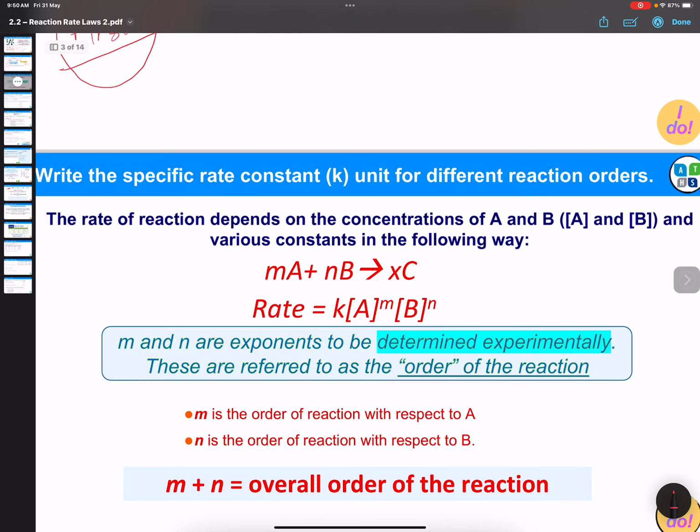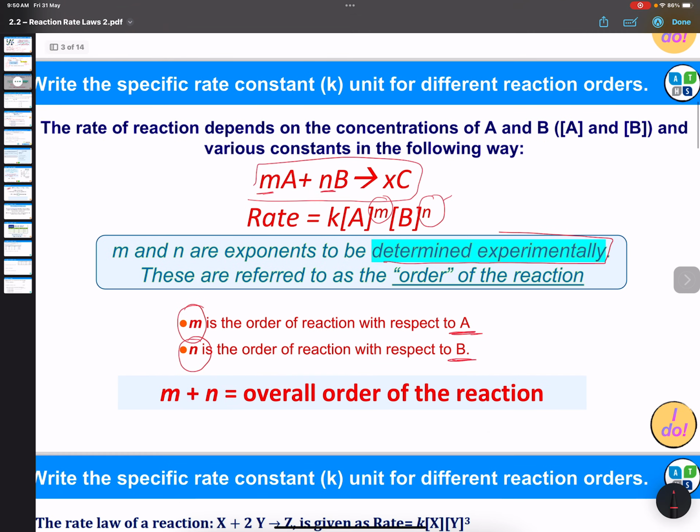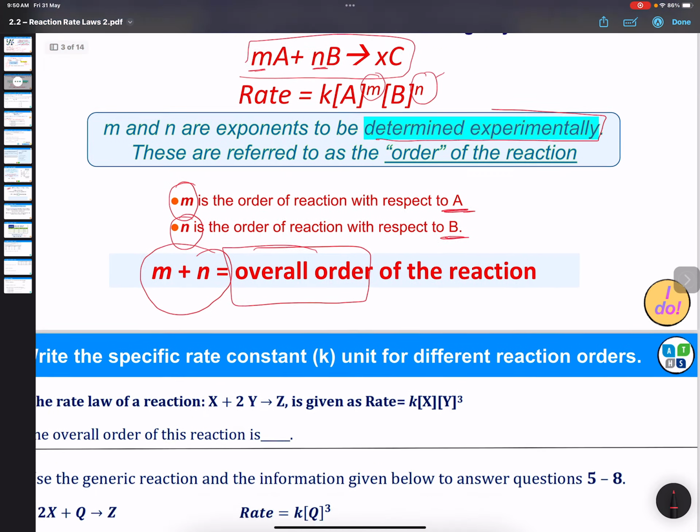So this is again a generic reaction. So here you can see M and N, these are orders. Coincidentally, they are matching here. So as I said, they can or they cannot be the same, but order has always to be determined experimentally. Clear? So there will be an order with respect to A, reactant A. N is the order with respect to B. When you add both the orders, you're going to get the overall order of the reaction.